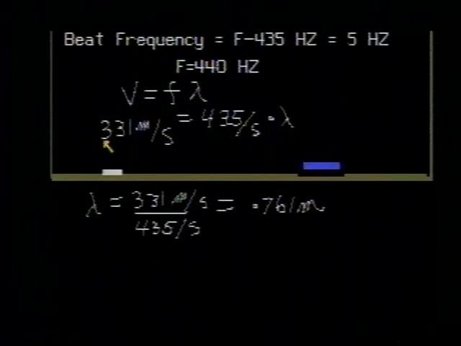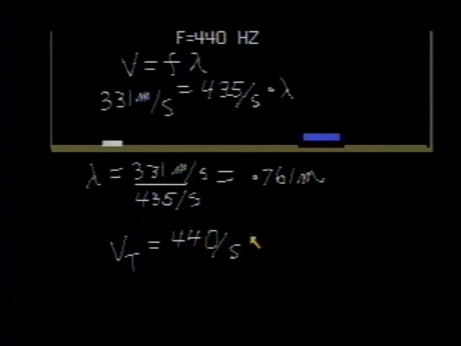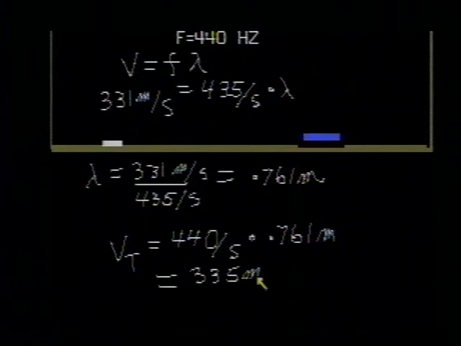So I want to use the same equation to find the velocity of sound in the flute and write that the velocity at temperature T then is equal to the frequency 440 per second multiplied by the wavelength 0.761 meters, and I get for this a velocity of 335 meters per second.